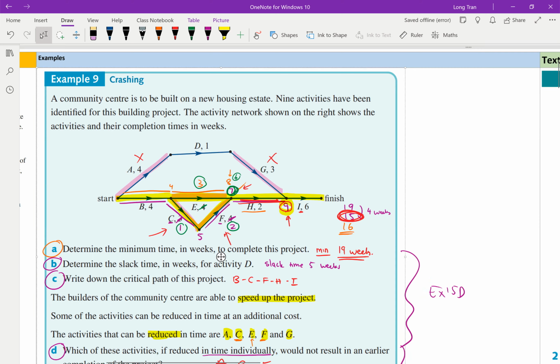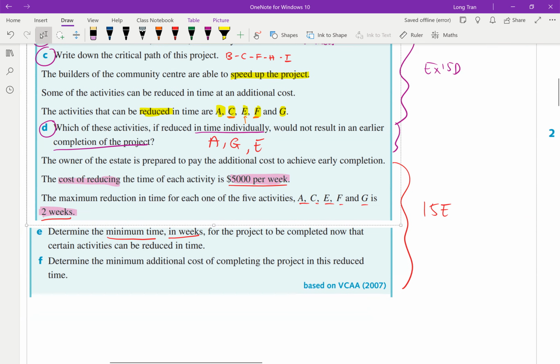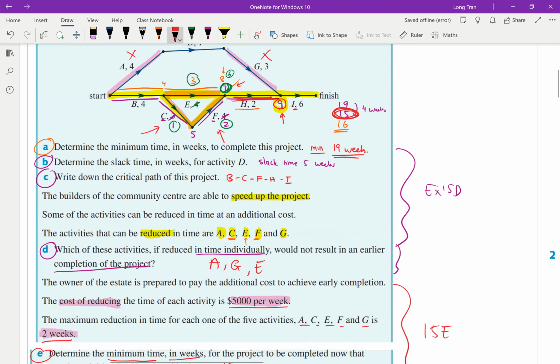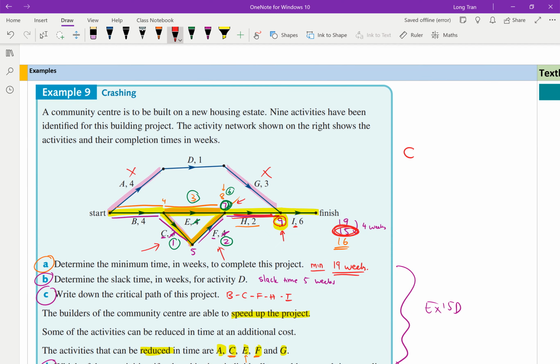So what would my maximum costs be? So let's have a think. In question E, asked minimum time in weeks. Well, I know the minimum time in weeks is 15 weeks now. That's how much I can reduce it down to. And how did I get 15 weeks? Well, notice I changed C. C was a minus 2 weeks. F, I minus 2 weeks. E, I didn't minus 2, I minus 1, because if I minus 2, it was just a waste of money there. And then I knew that A and G, there was no point in subtracting anything.